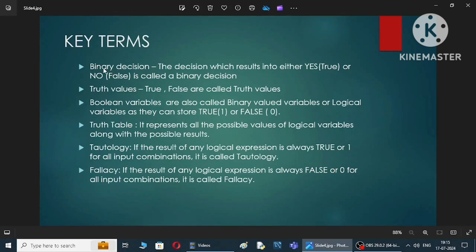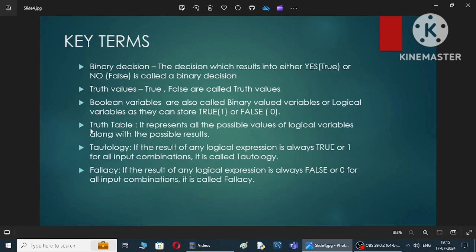The first one is the binary decision. What do you mean by a binary decision? When you make a decision which results in a true or false, that is yes or no, it is called a binary decision. The terms true and false are called truth values. Boolean variables have only two values, true and false. True is represented as 1. False is represented as 0. So whenever we work with logical statements, we will always use 1 and 0 instead of true and false, right?